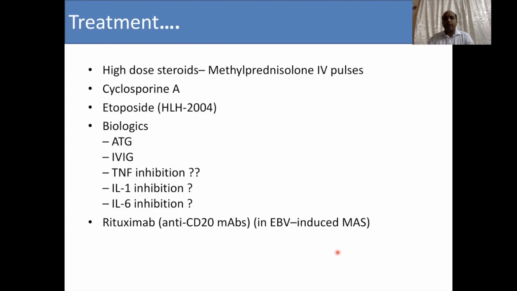primary line of treatment. If the patient does not respond and develops fever, then you can go with cyclosporin A. And after that also, if the patient has CNS involvement or constant fever, then you can go with the other line of therapy like the HLH protocol, etoposide. And there are other biological treatments also available.